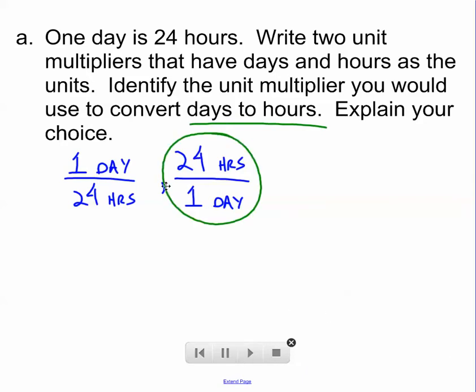Okay, and the reason is, if we wanted to find the number of hours in 7 days, a week, then we'd go 7 days times 24 hours per day, and our days would cancel out. We've done a little bit of that this year, and we're going to do it here again.